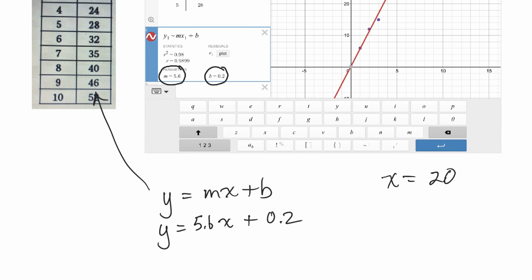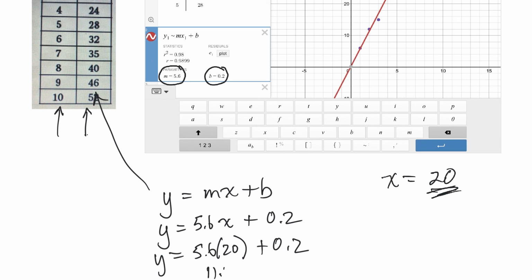And I would probably have it in a question where you'd know what x is. x might be time, and y might be height or something. So I might say, well, at 20 seconds, what is the height going to be? Then you would plug a 20 in everywhere you see an x. So 5.6 times 20 is 112. Yeah, 112 plus 0.2, so it's 112.2. That'd be your answer. That's sort of what you'll need to do on the exam.